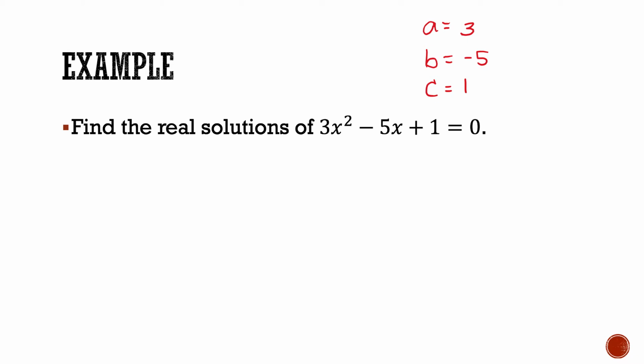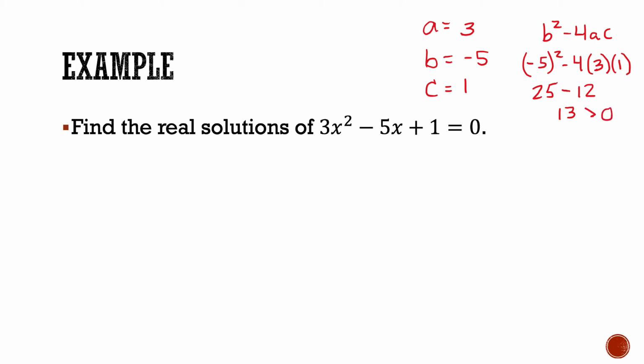And I'm going to check my discriminant first. So I'm going to go ahead and do the calculation for b squared minus 4ac. So plugging in for b, I'm going to plug in a negative 5 and square it. Minus 4 times a, so 4 times 3, times the c value of 1. So negative 5 squared is 25. 4 times 3 times 1 is going to be 12. And so my discriminant is equal to 13, which is a positive number.